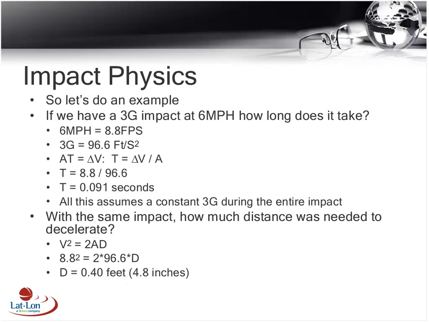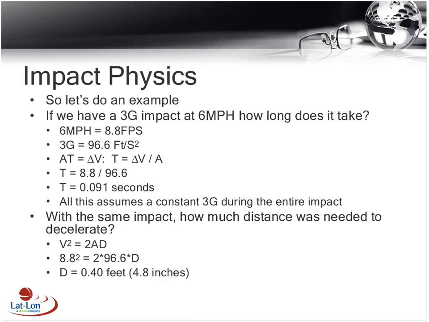So we'll just run through a couple examples here. Let's say we have a 3G impact and it was 6 miles per hour. The question would be, how long does that impact take in time? And you can see that's 8.8 feet per second. 3 G's is 96.6 feet per second squared. You run that through the equation and you get just under a tenth of a second. So a pretty quick event. And that's assuming that the 3 G's is constant the entire time.